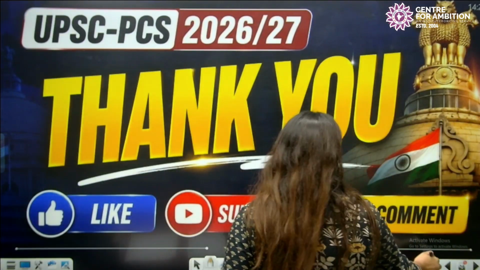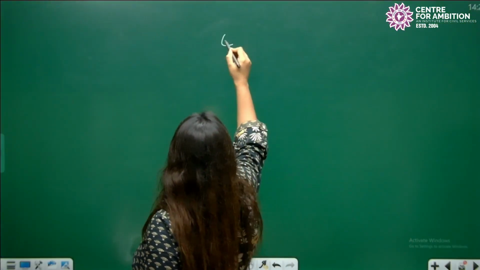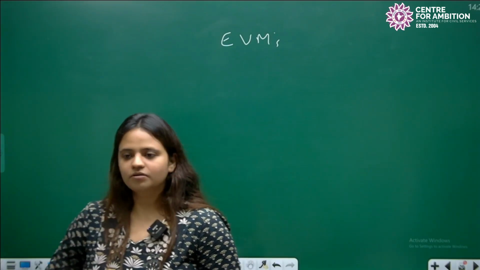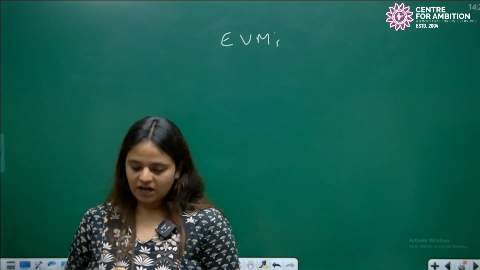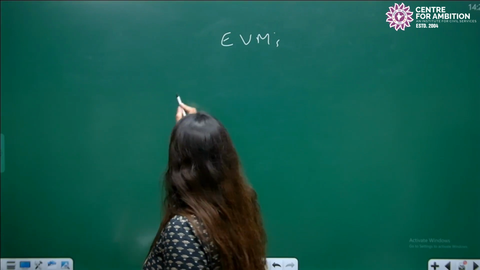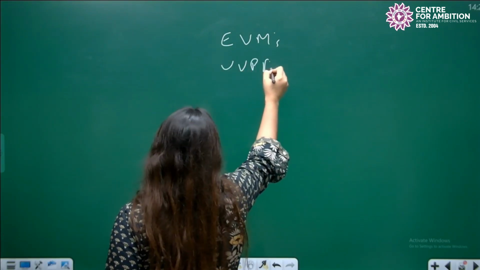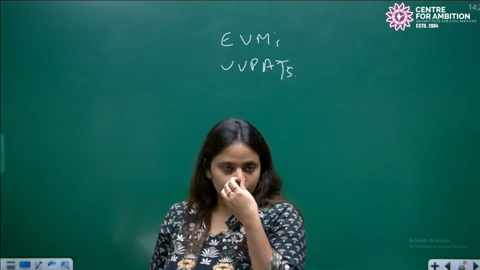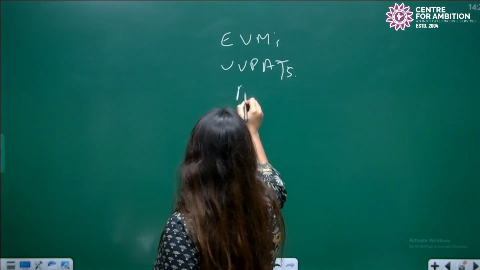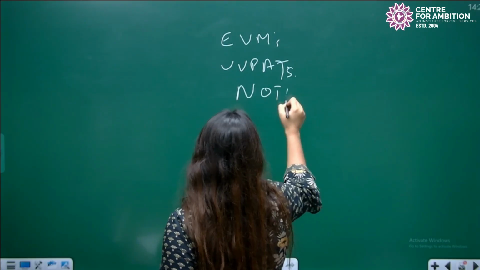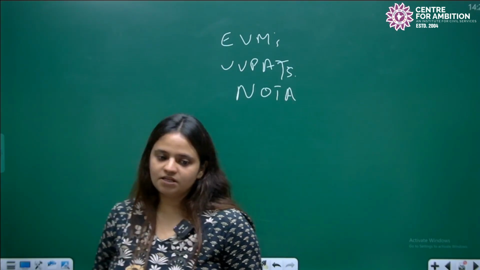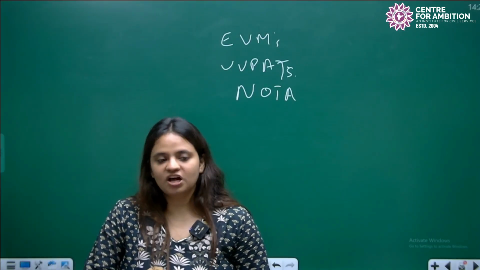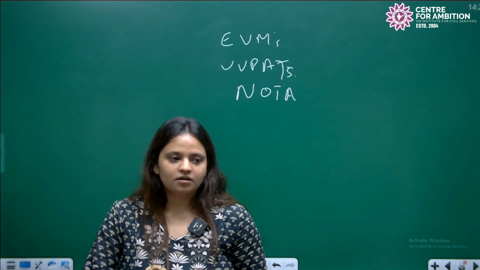So we have seen some electoral reforms. For example, we have seen EVMs, which are electronic voting machines. We have seen VVPATs, the introduction of VVPATs also. And what else have we seen? We have seen the option of NOTA as well. So we have seen these electoral reforms in the elections, which have made them very significant.